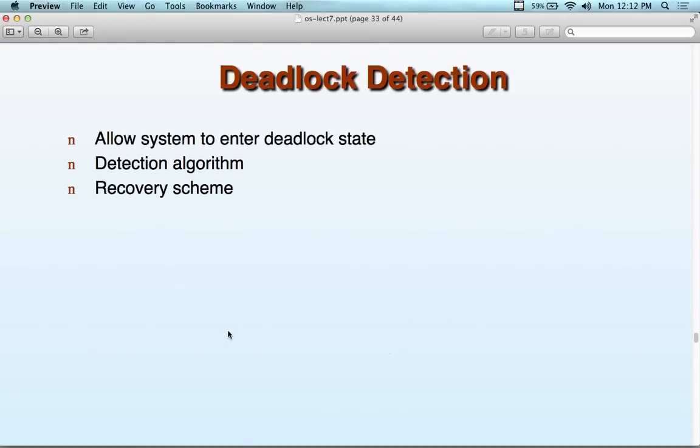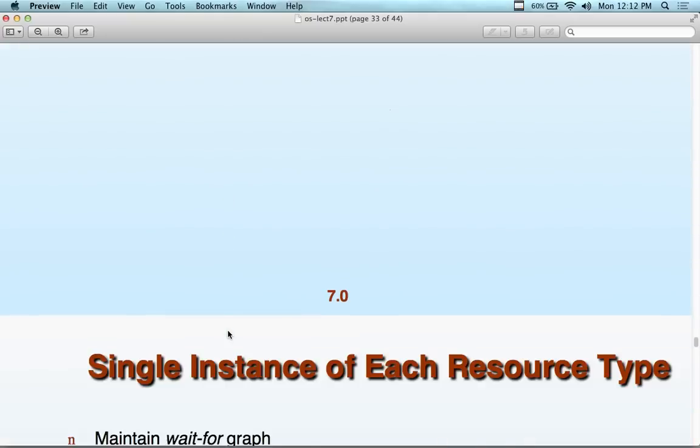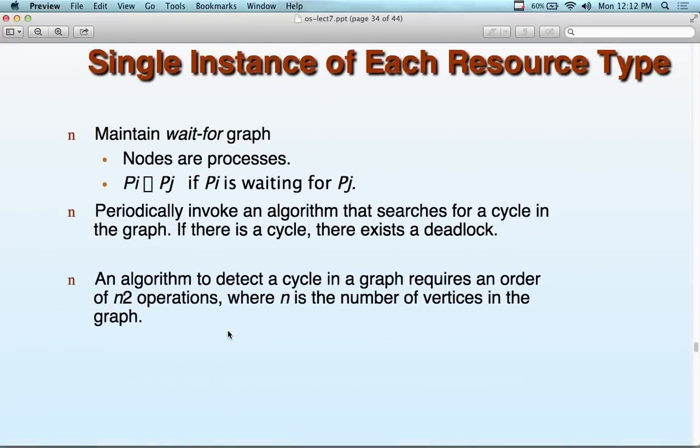In terms of deadlock detection, to detect it, let it happen. When it happens, detect that it has happened. So allow a system to enter into a deadlock state, detect it with the algorithm, and then you have a recovery scheme that goes along with it. If you have a single instance of each resource type, you maintain a wait-for graph. The nodes are processes in the graph, and you keep track of who's waiting. You can traverse the graph to see who's waiting for resources, which means you've detected, hopefully, a deadlock state.